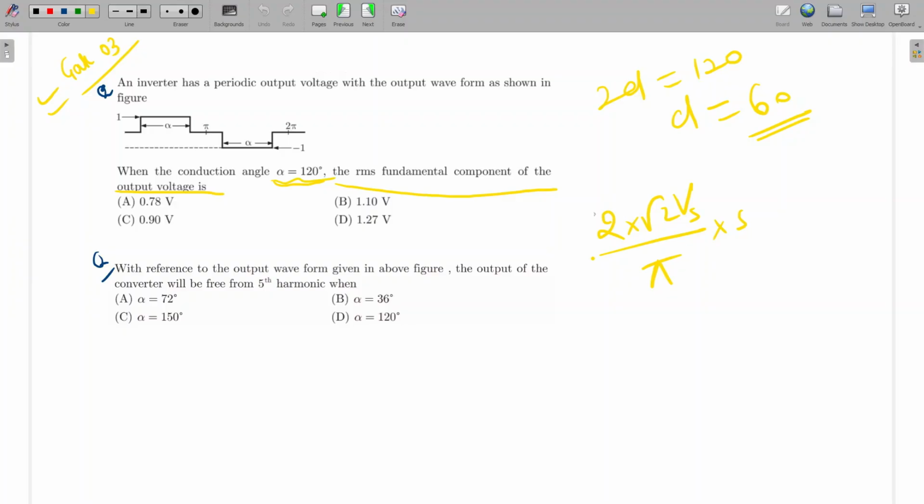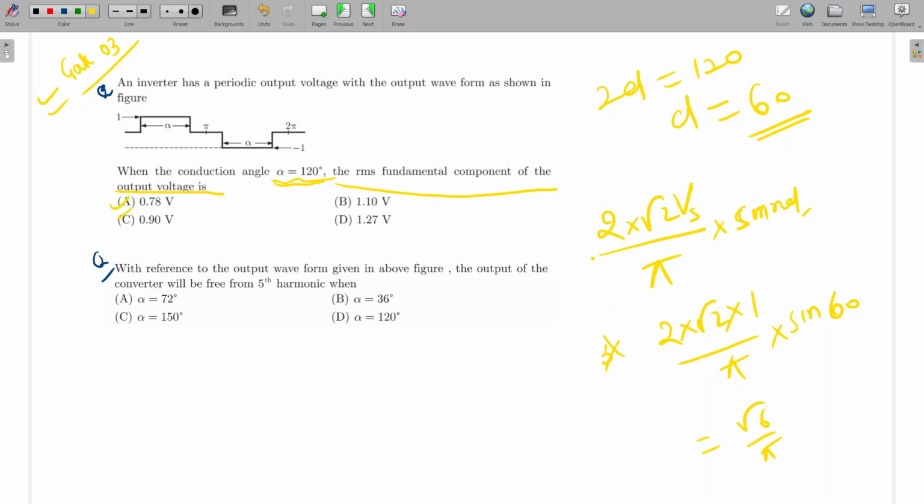Okay. So the RMS value will be 0.78 volts, sir. Correct. So the same formula we can use, sin nD. For 2 Vs, 2 into root 2 into Vs, so 1 by pi into sin 60. So root 3 by 2 means root 6 by pi.